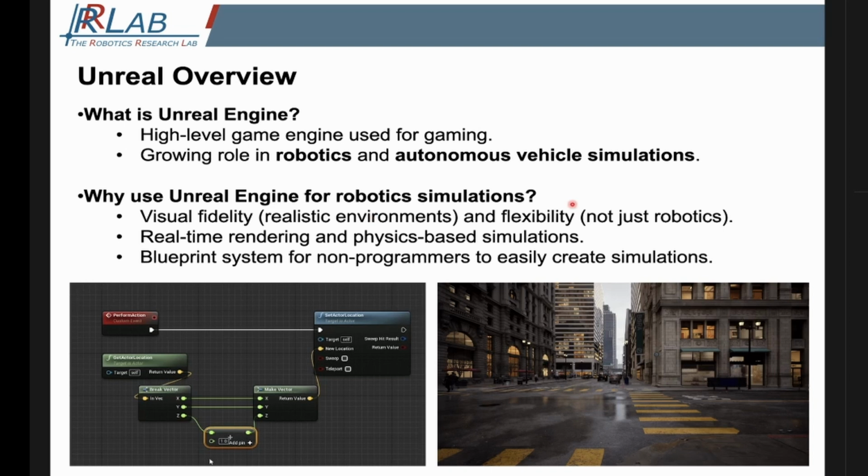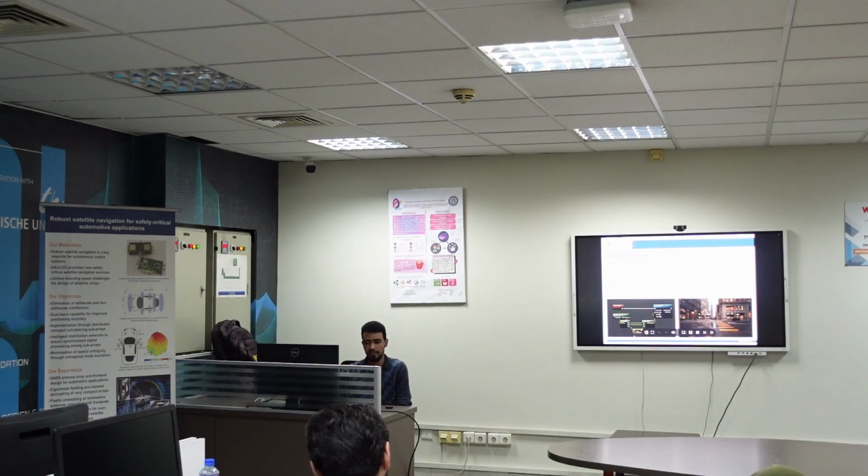Also, it's more flexible, because other simulators are created for robotics. So if we want to create, for example, human models or something like this, we will not have the same realism we have in Unreal. It is not in IsaacSim and, for example, Gazebo, it's just done for robotics.